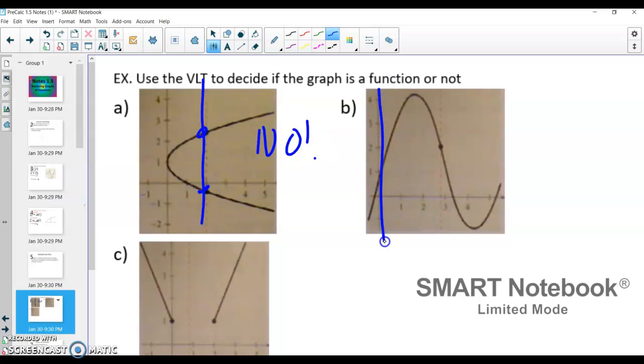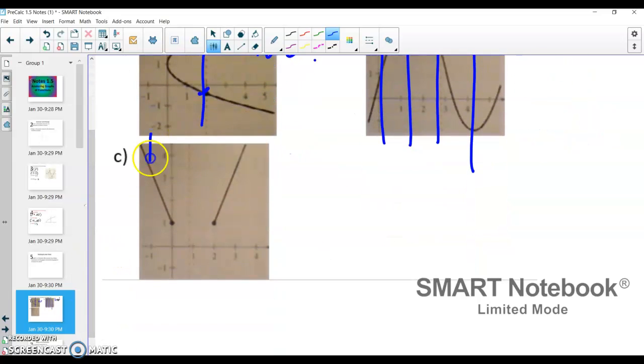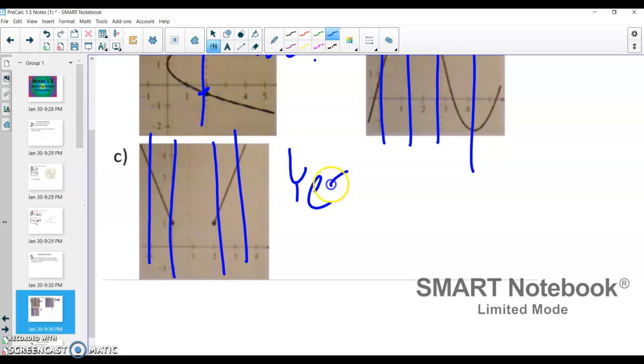Here for B, if I draw several lines, each one of them is only hitting that graph at one point. So that's a yes to the vertical line test because it only hits the graph at one point. And then for C, you can draw some lines here and see that this is, again, yes, it's weird. It's a weird function. It's not continuous because we break the graph right there. So it's piecewise, but it's still a function because we still pass the vertical line test.